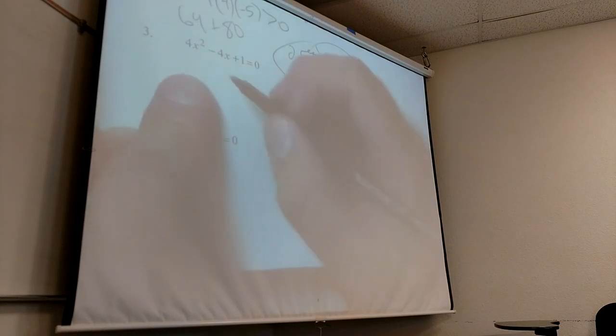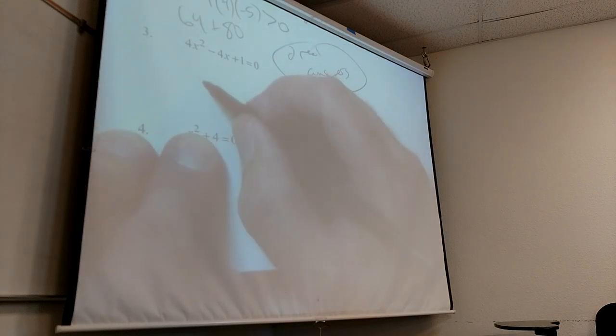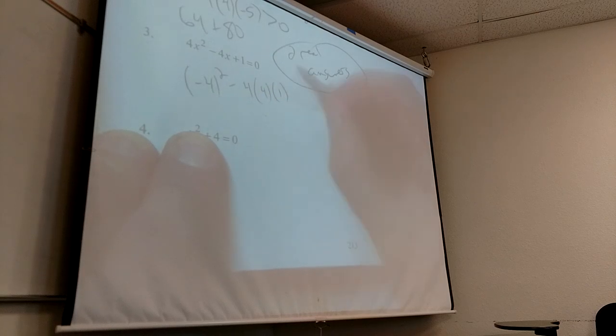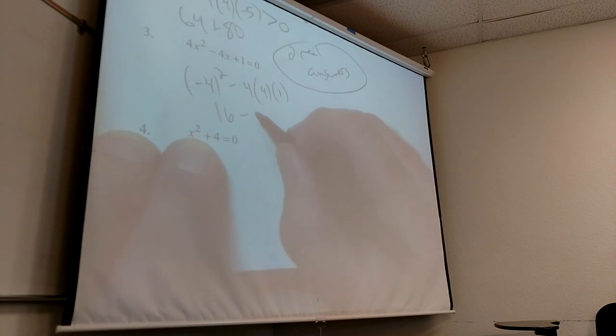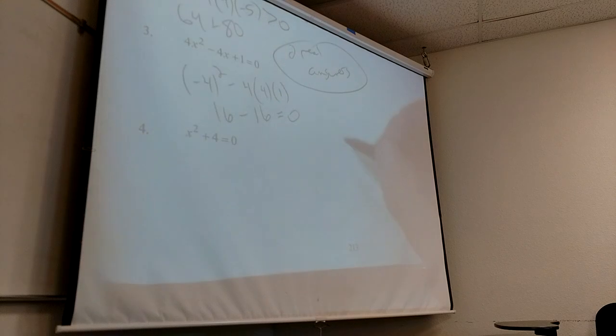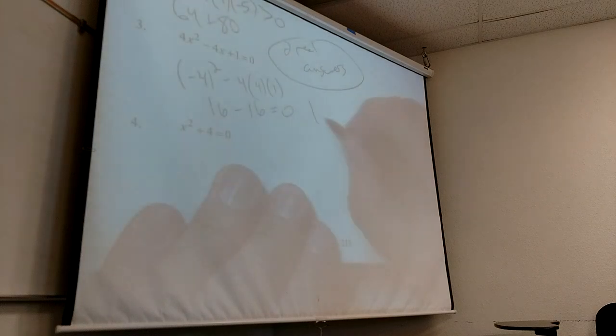So on this one here, number 3, what's B? -4. What's A? 4. What's C? So I get 16 minus... So how many? 1. What kind is it? Real. Real, good, because it's not negative under the radical, it's just 0. So I will get one real answer.